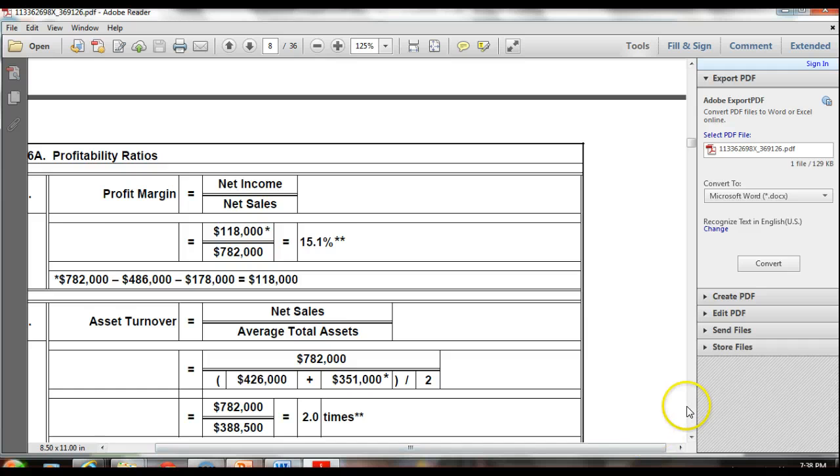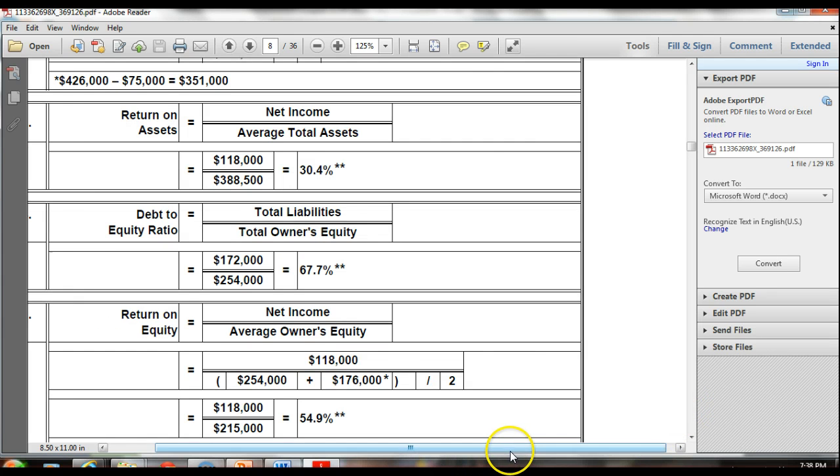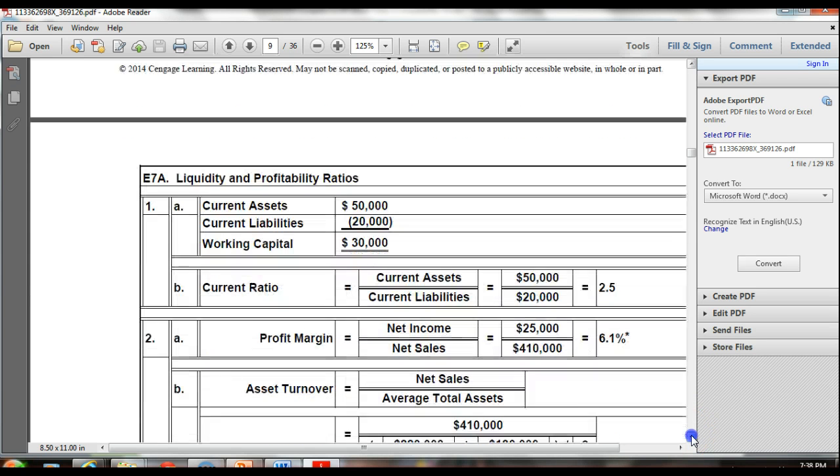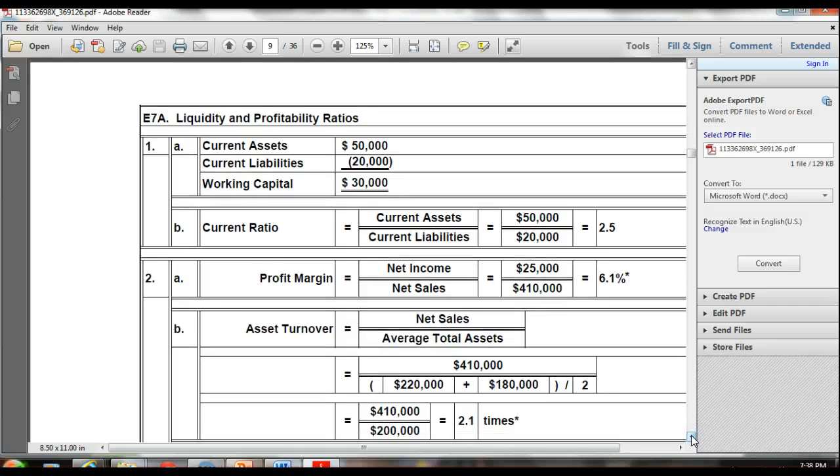Yes. Current liabilities are 20 or 30? 20. So our working capital is 30,000.